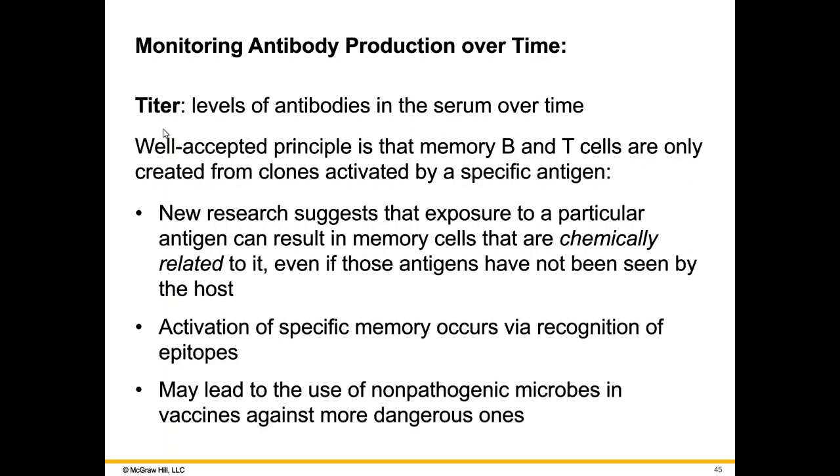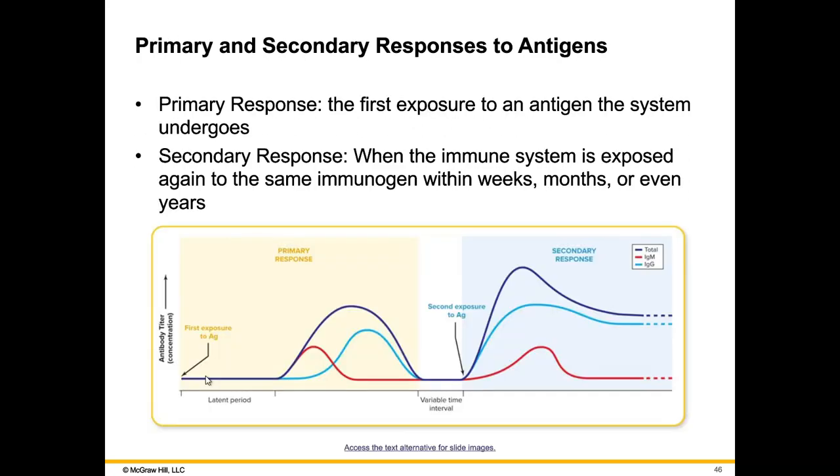All right. The activation of specific memory occurs via our recognition of epitopes, and it may lead to the use of non-pathogenic microbes in vaccines against more dangerous ones. So again, that's pretty interesting with that new research that has come out. So let's look at our antigen responses. What this is showing you is our primary and secondary responses to some kind of antigen or a pathogen, in relation to antibody titer. So antibody titer, again, is concentration.